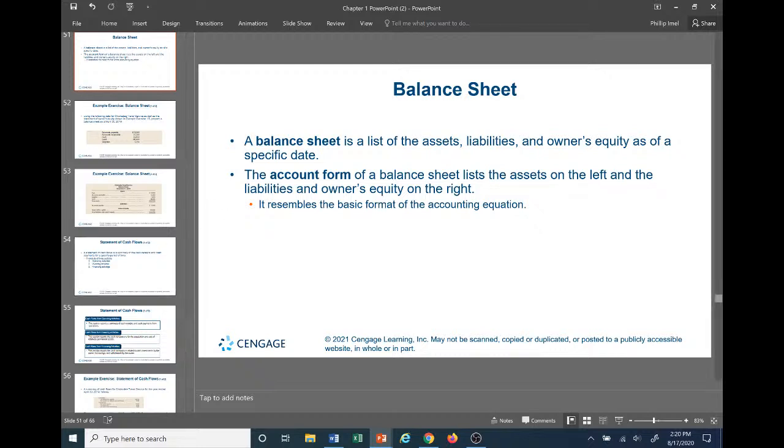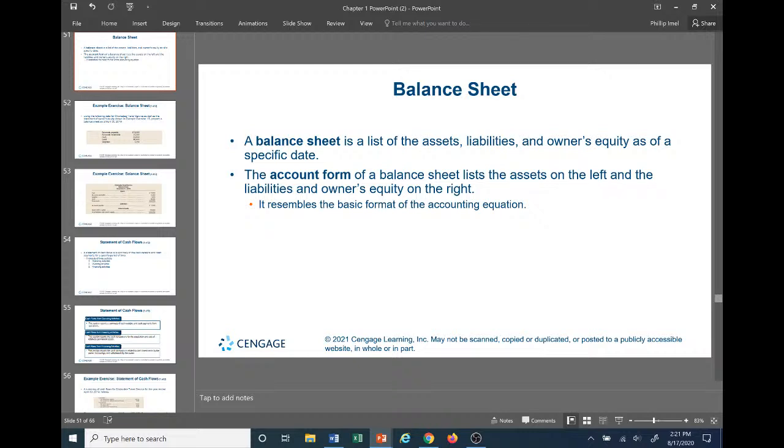And like I said, we can infer this because of the transaction effects on the accounting equation that we had. Remember, if we paid off an account payable, it reduces our asset of cash, and it also reduces our liability of the account payable by the same amount, keeping our balance in check. So that's why the balance sheet is a list of assets, liabilities, and owner's equity as of a specific date, as of a point in time.